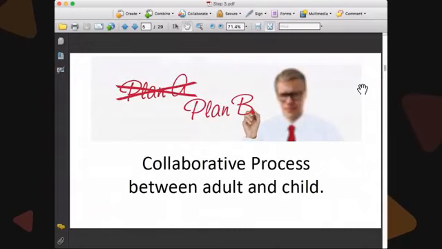So Plan B is what Dr. Ross Greene encourages us to use, because it's a more collaborative process between the adults, like the parents or the teachers, and the child or the student.